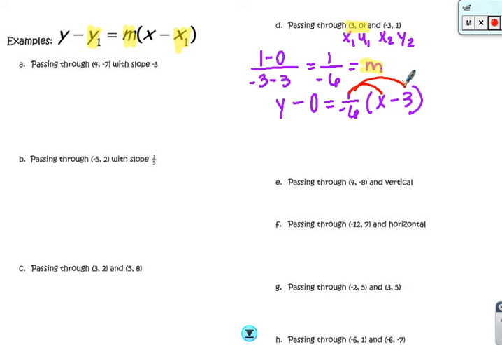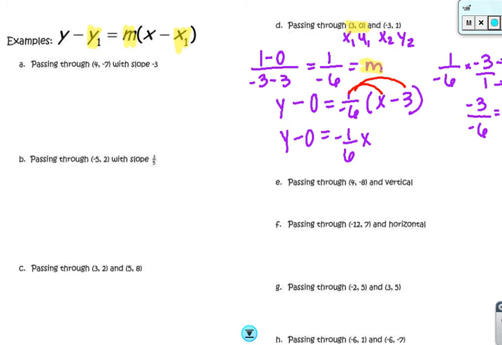So you should have y minus 0 equals negative 1/6 x. And if you take 1 over negative 6 and you times it by negative 3, remember when you multiply fractions, you can go straight across. So you have negative 3 over negative 6, which becomes positive 1/2. So you have a plus 1/2 at the end.